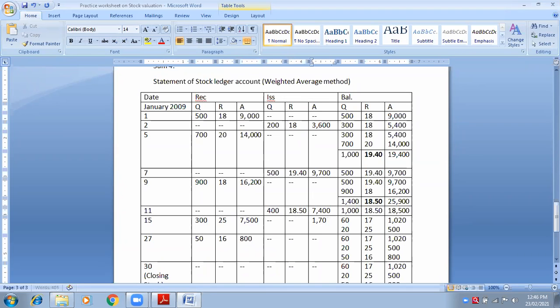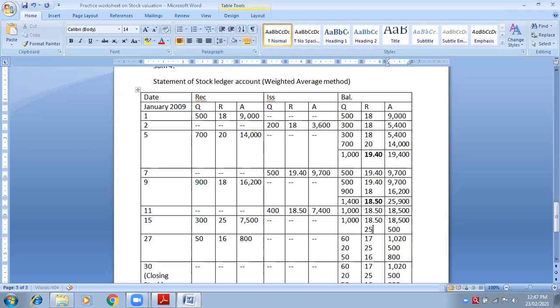If no issue is there, then we will show as nil. Now tell me, which slot has to be written first? How many units are there? 1,000. Earlier, 1000. So 1000 has to be copied down. 1000, 18.50, 18,500. Everything has to be copied. Just copy down. You just have to copy down 18,500.